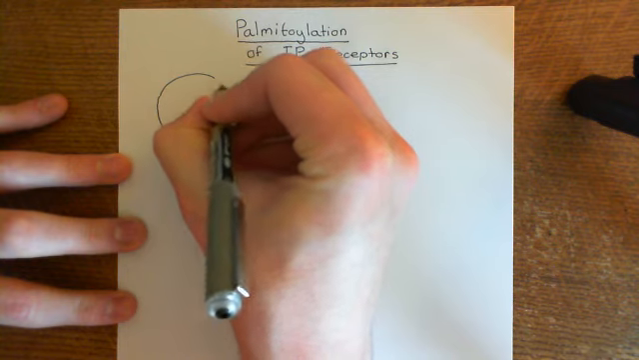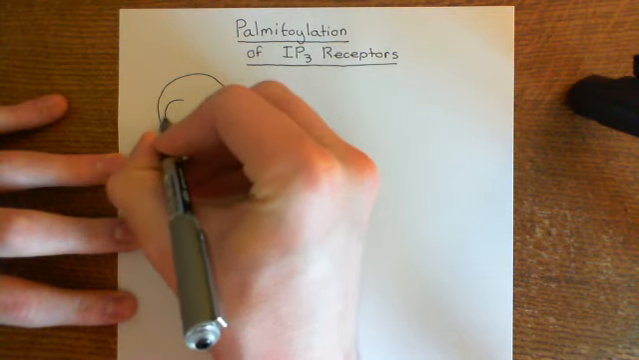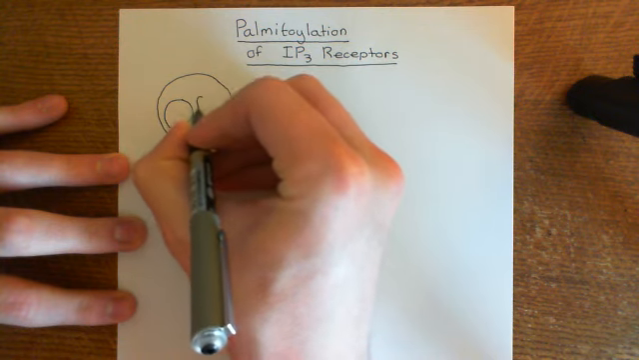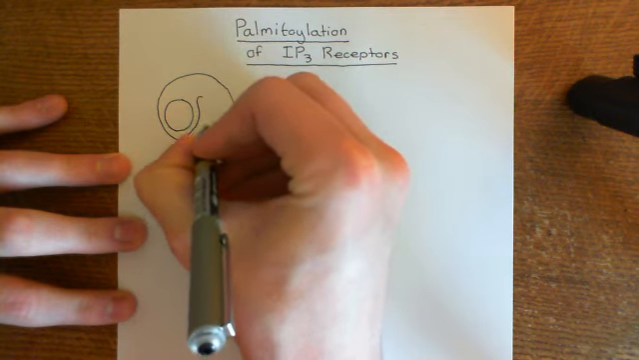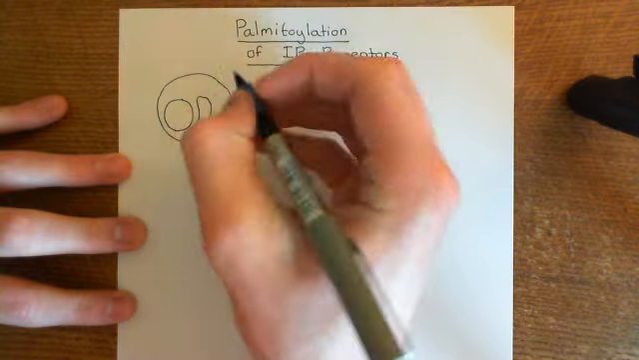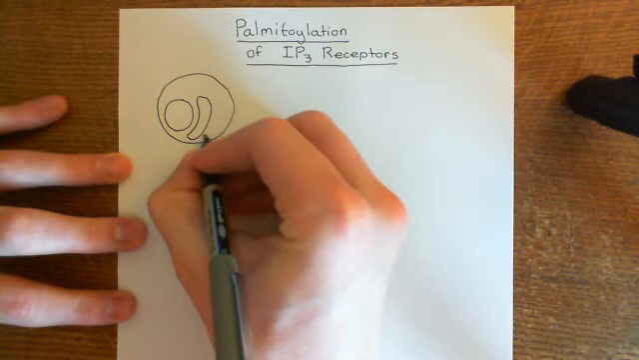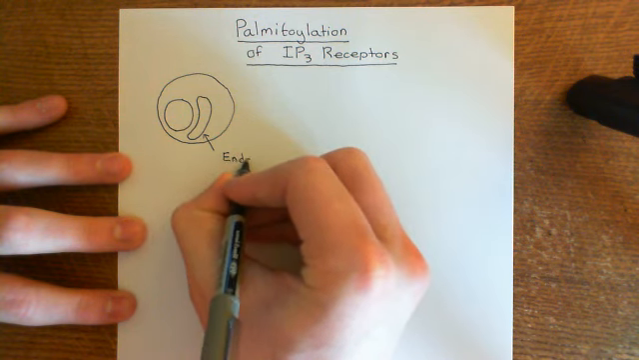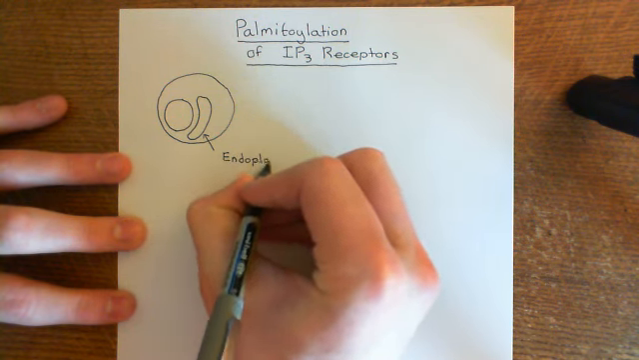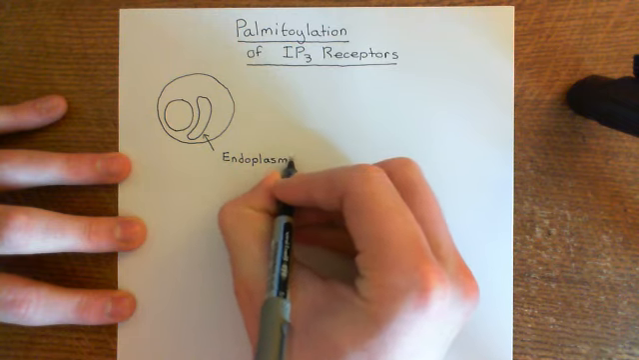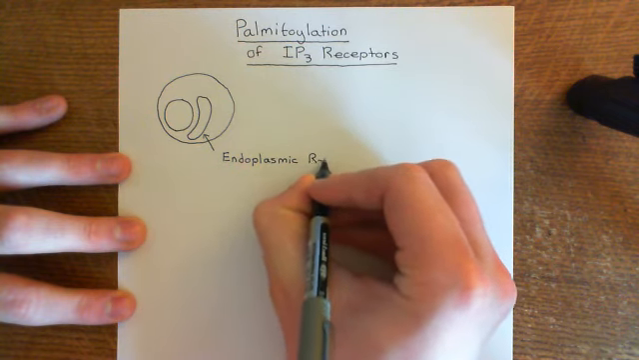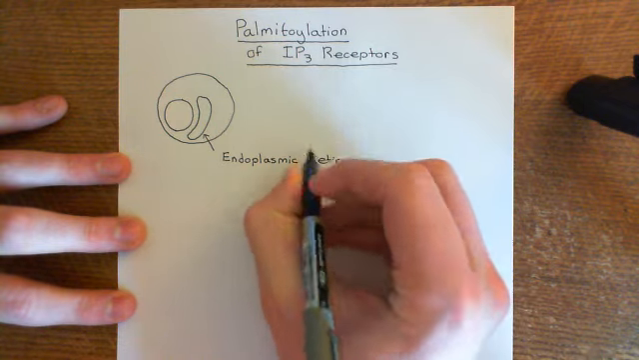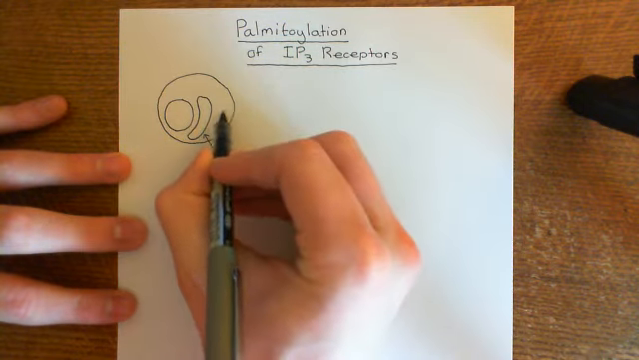So here's a cell, and here is the nucleus of the cell, and one of the big intracellular organelles is an organelle known as the endoplasmic reticulum, which is membrane bound. Now, among many other functions, one of the functions of the endoplasmic reticulum is that it is an intracellular calcium store.